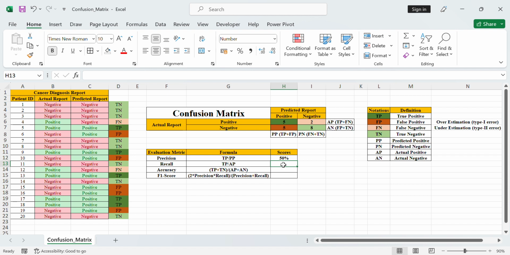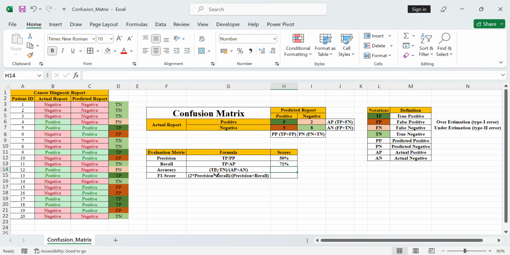Recall is TP divided by AP. That means TP is 5 divided by AP. AP is actual positive. That means actual positive is TP plus FN. 0.71. So if you convert it into percentage, 71%. It is the recall of the model.